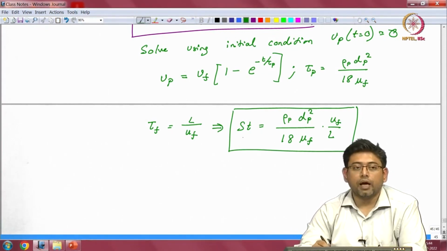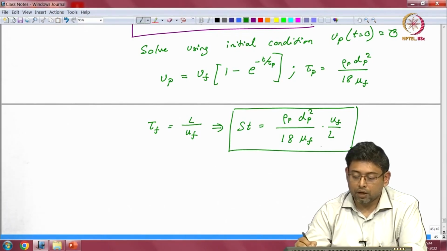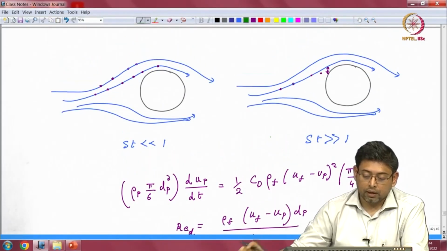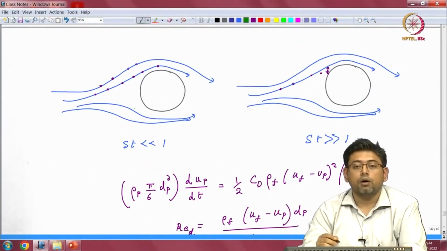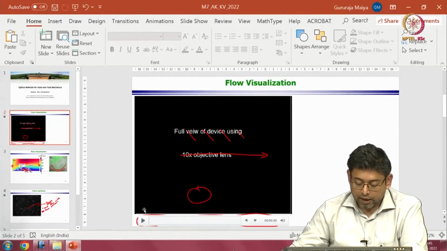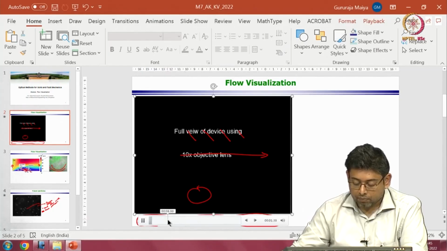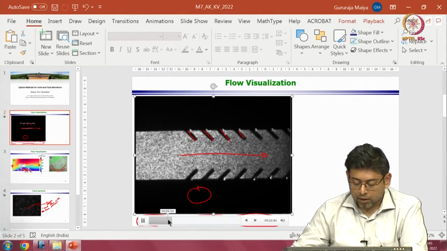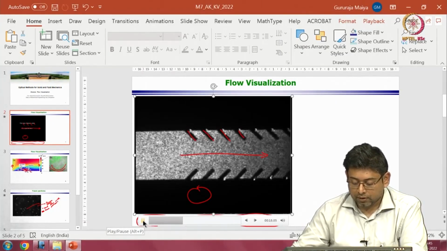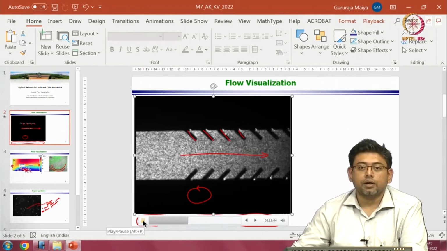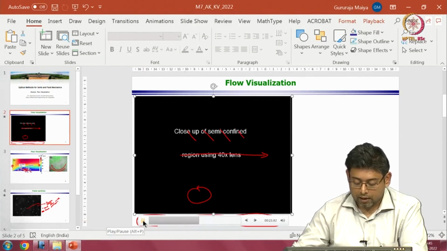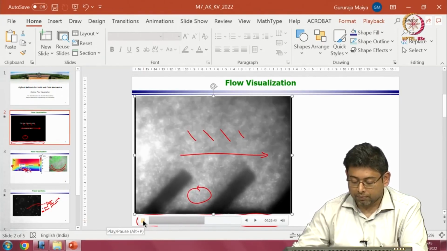So this is a number that you have to calculate, and you have to appropriately choose a tracer particle so that the Stokes number is much less than 1, so that the flow field is accurately followed by the particle. In the video that I showed you, that calculation had already been done. These are polystyrene particles in water, and polystyrene is a very nice tracer particle when it comes to water. It is usually neutrally buoyant and follows the flow fields very well.